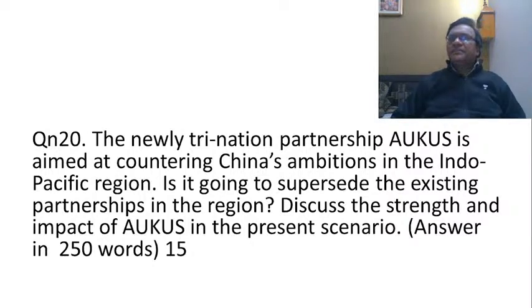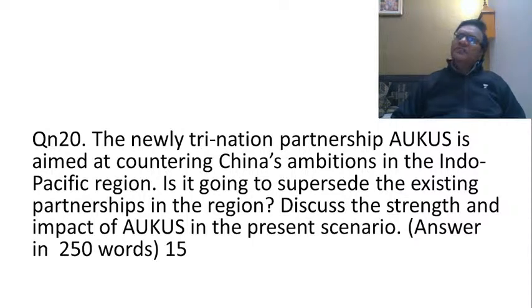The newly formed trilateral partnership AUKUS is aimed at countering China's ambitions in the Indo-Pacific region. Is it going to supersede the existing partnerships in the region? Discuss the strengths and impact of AUKUS in the present scenario. A very good question here. So recently, what happened? These important countries, Australia, the United Kingdom and the United States of America, came together to form what we call a military alliance that is very important in the Indo-Pacific region.